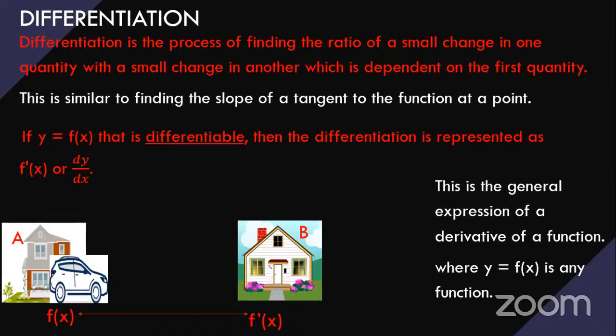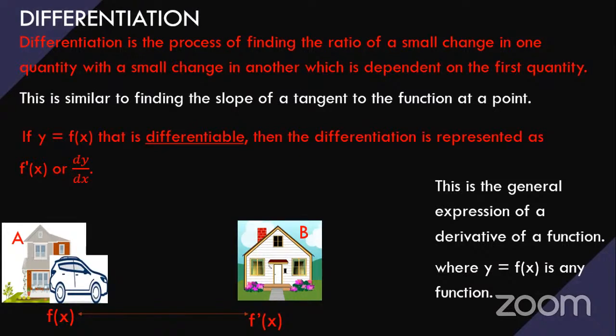Differentiation. What is differentiation? Differentiation is the process of finding the ratio of a small change in one quantity with a small change in another, which is dependent on the first quantity. And where are the areas where we can apply differentiation? We can apply differentiation in so many things. One of those things is in velocity and acceleration.